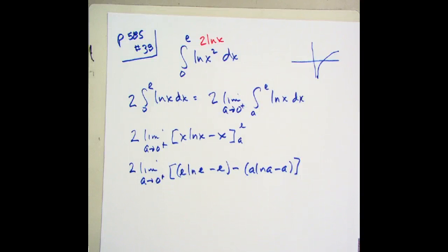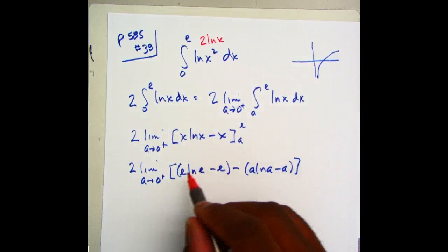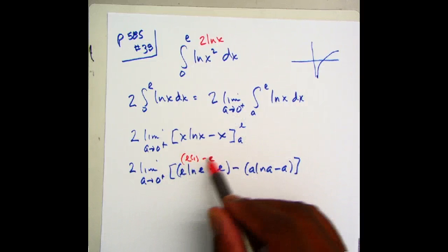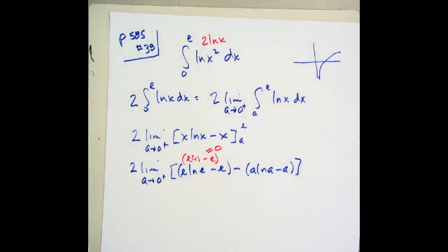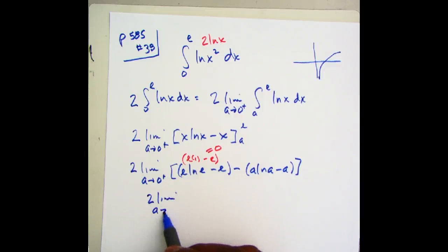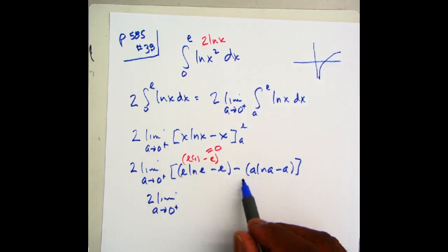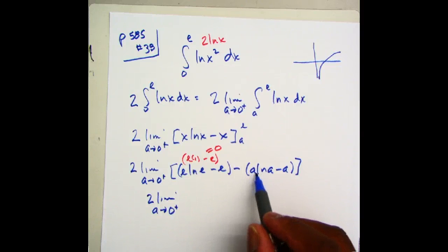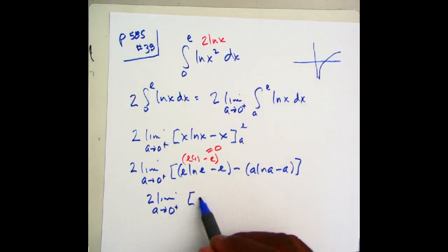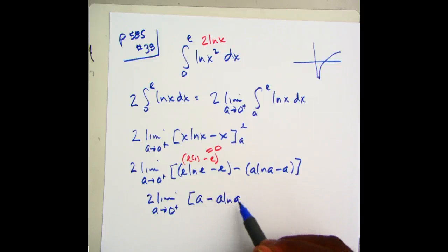So for the first term here, you have e times the natural log of e. So that's e times 1 minus e. So that part right there will zero out. So what we're going to end up with is 2 times the limit as a goes to 0 from the right of the negative a natural log of a minus a negative a. So that's just going to be a minus a ln a.